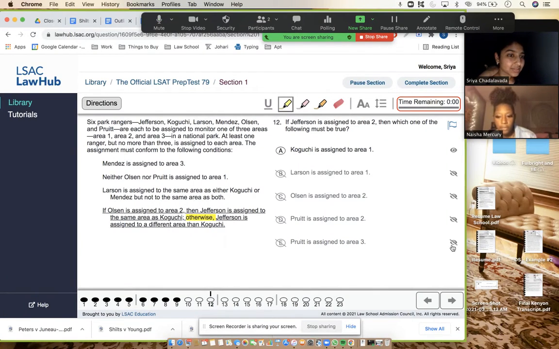Does that make sense? I noticed now where I had messed up. I think I had put E as the answer choice, if I'm not mistaken. Okay. So P is assigned to area 3 doesn't have to be true because it could go in 2, right? Yeah, and I noticed that too. Does that make sense?